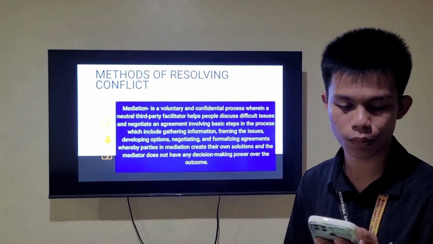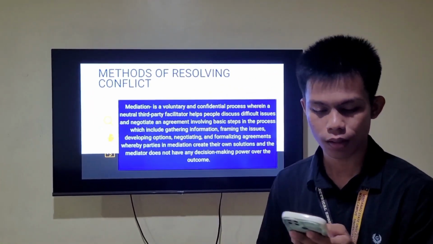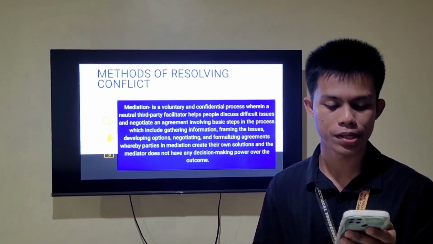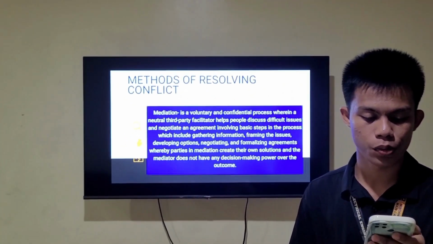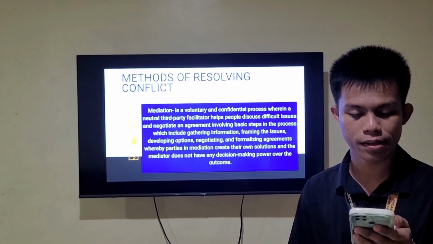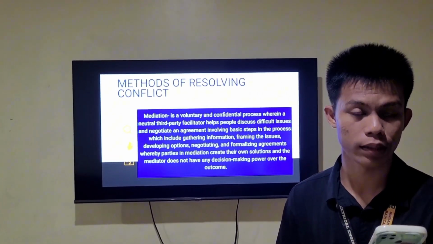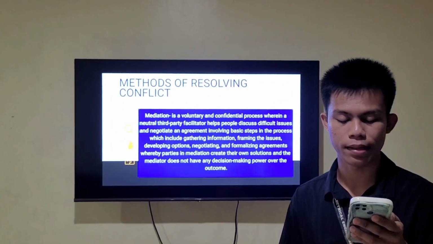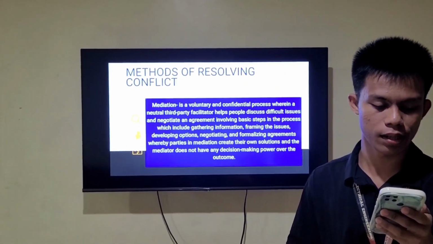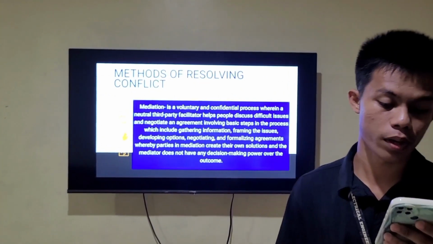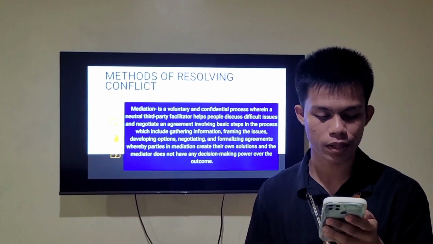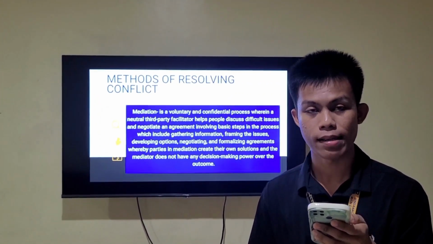And in other words, mediation is when a neutral person helps two or more people talk through their problem and find a solution. The mediator doesn't make decisions for them but guides them through steps like gathering information, discussing the issues, and coming up with a solution. An example is when two co-workers have a disagreement about how to divide tasks in a project.